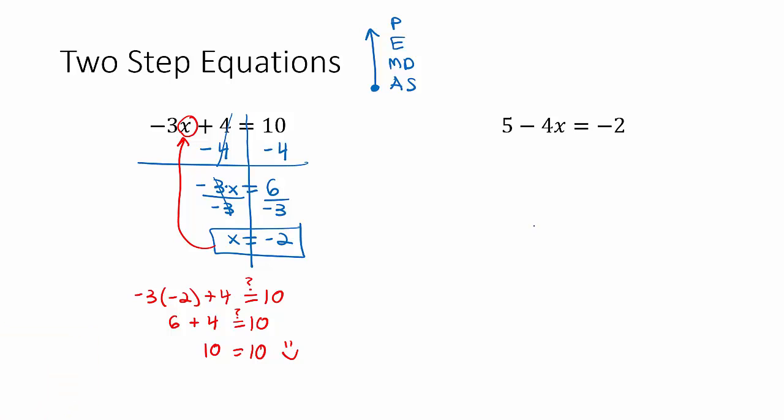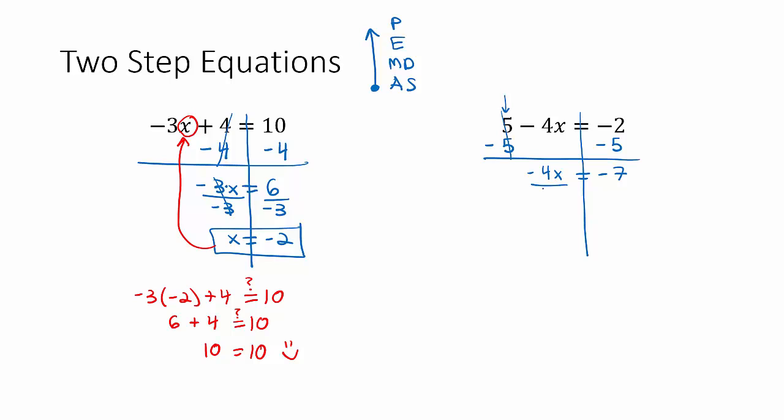Let's try another example. Again, we'll balance on the equal sign. We've got 5 minus 4x equals negative 2. We have to get rid of what's added or subtracted first, and that's actually the 5 here. We get rid of a positive 5 with a negative 5 on both sides of the equal sign. Leaves us with negative 4x equals negative 7.